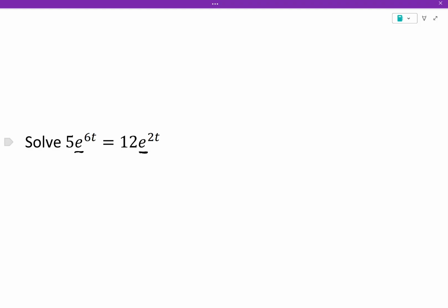So what I'm going to do is divide. Now we've got a couple of options. We can either divide by e to the power of 2t to remove it from here, or we could divide by e to the power of 6t to remove it from there. So what I'm going to do is go with the smaller power. I'm going to divide by e to the power of 2t on both sides like this.